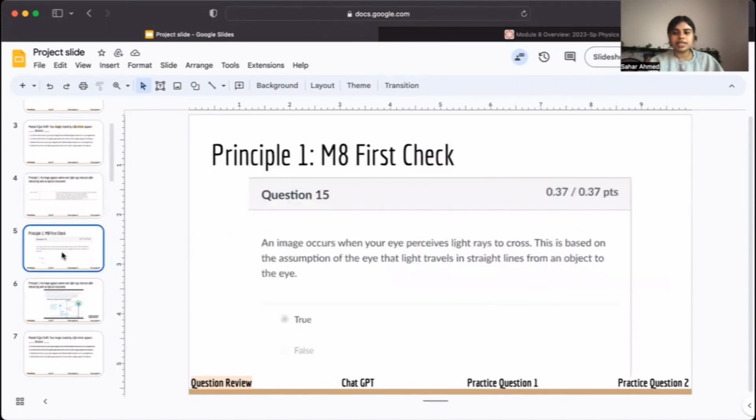So moving on to the next slide, in the Module 8 first check, we see this idea regarding intersecting light rays. So question 15 asks, an image occurs when your eye perceives light rays to cross. This is based on the assumption that light travels in straight lines from an object to the eye. So the answer to this question was true. So the key takeaway from this question is that light must travel in straight lines to the eye.